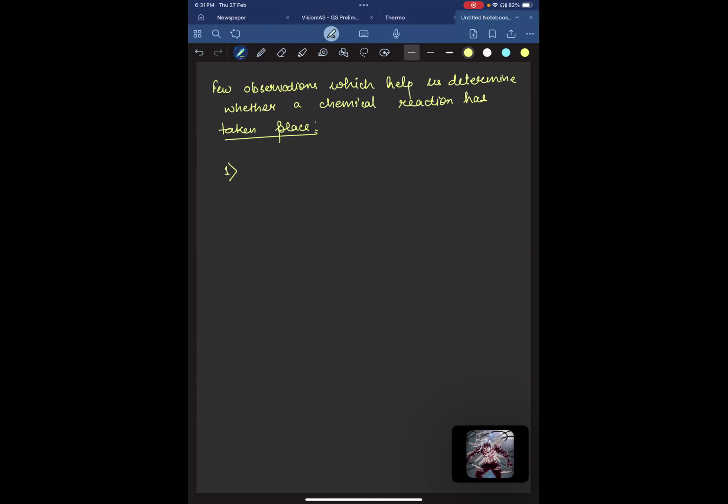For example, change in color. In which chemical reaction we saw change in color? Anyone? Out of the three examples we saw, lead nitrate solution plus potassium iodide solution, where we see from colorless to yellow. By that, we observe that some chemical reaction has happened. So the change in color is one observation that can help us determine whether a chemical reaction has happened or not.